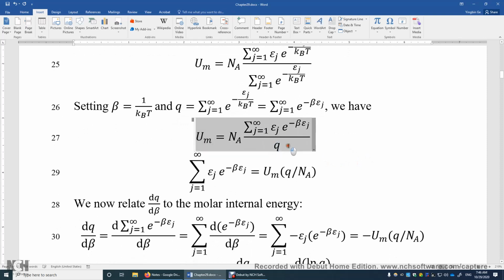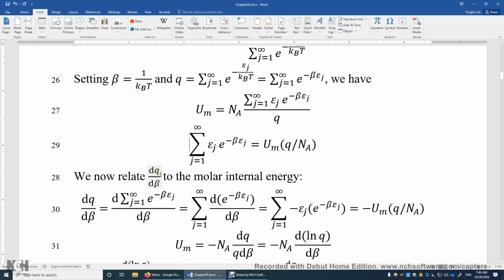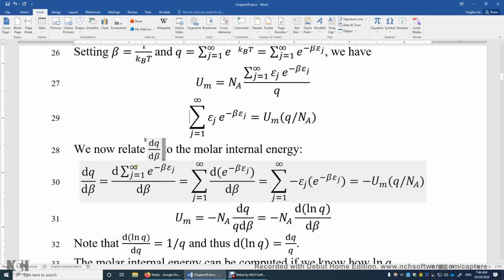And by looking at this, we know this sum, the sum of epsilon j times e to the power of negative beta epsilon j, is equal to the molar internal energy times q over the Avogadro constant. So from here to here, it's just simple algebra. And we can further simplify the expression of the molar internal energy by evaluating dq over d beta. This is just the definition of q. q is called partition function.